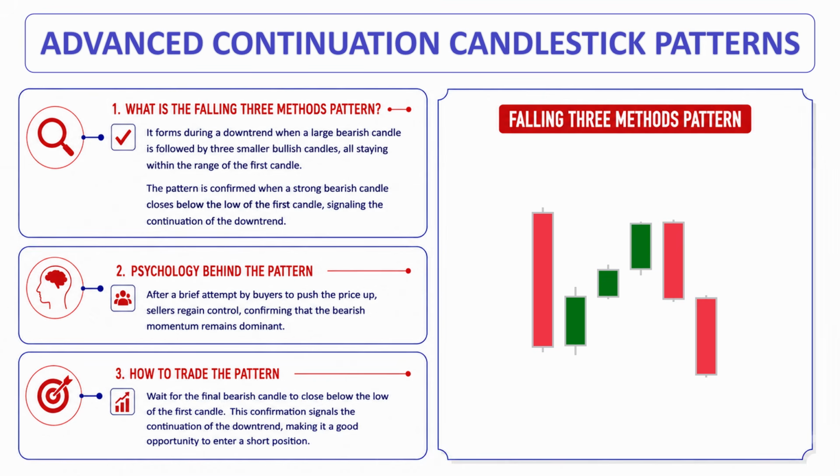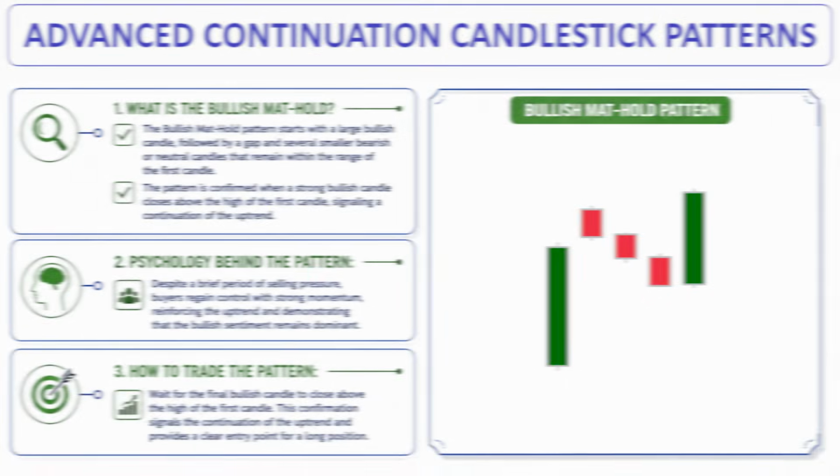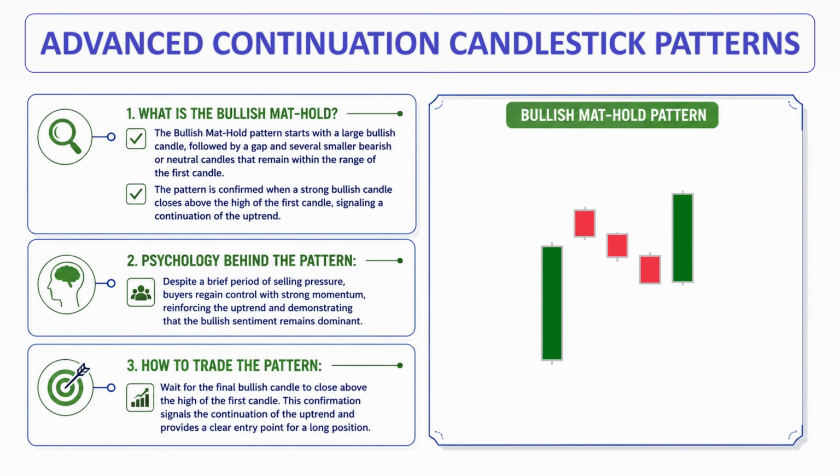To trade this pattern, wait for the final bearish candle to close below the low of the first candle. Once confirmed, a short position may be considered to take advantage of the continued downward momentum. Now, let's look at the bullish mat hold.